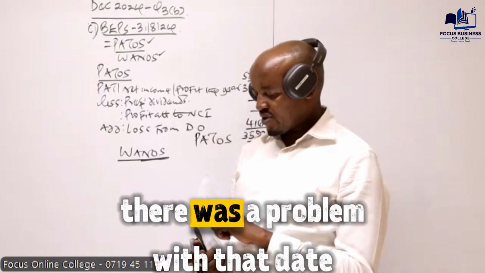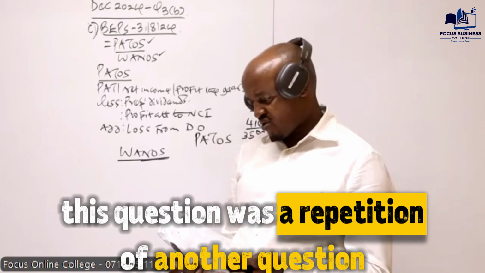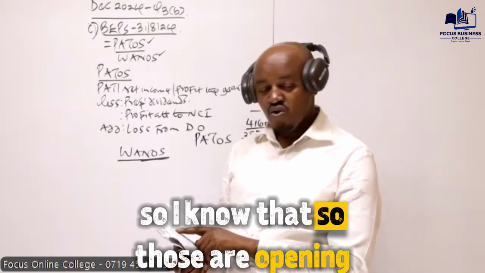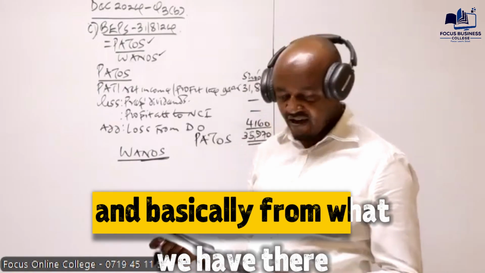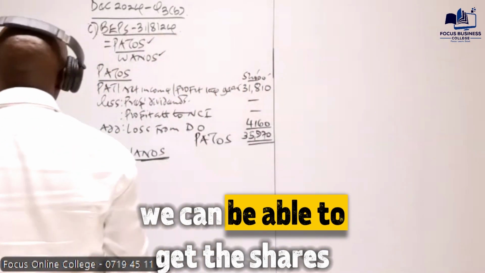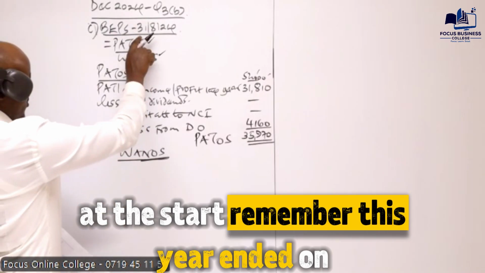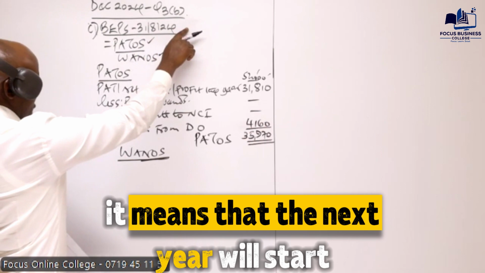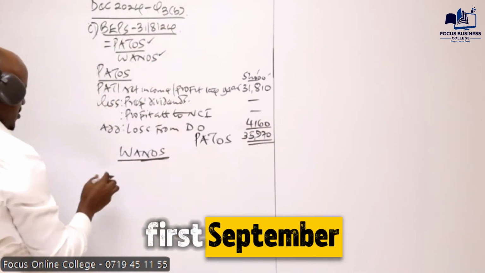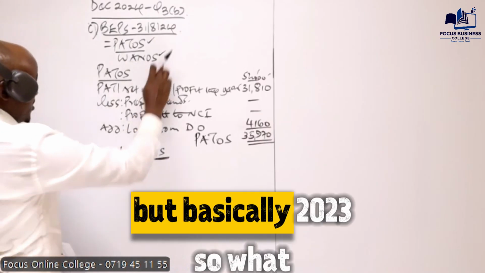That's why I've said there was a problem with that date, because actually this question was a repetition of another question. So I know that those are opening balances. So whatever you have below paragraph 1 are opening balances. And basically from what we have there, we can get the shares issued by our company at the start. Remember, this year ended on which date? 31st of August. So the next year will start 1st September. So this year therefore started 1st of September 2023.